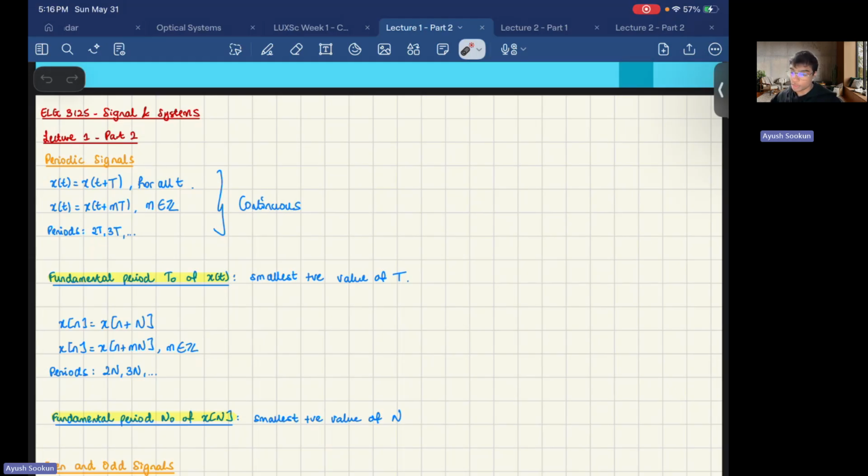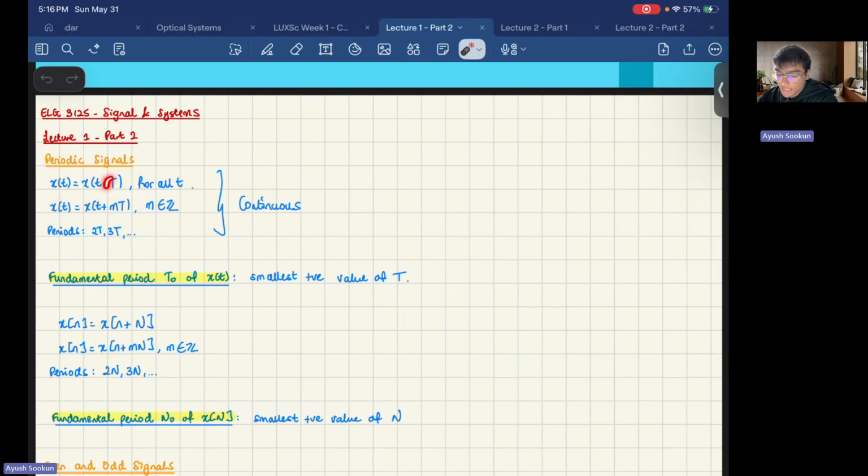And mathematically, the way to describe that is like this. If you have a certain signal, this is continuous time, it's the same for discrete time too. So if you have a signal, you shift it by T, and T here is the period. The period in continuous time is going to be denoted by capital letter T. So for all t, this is true. Then the signal is periodic.